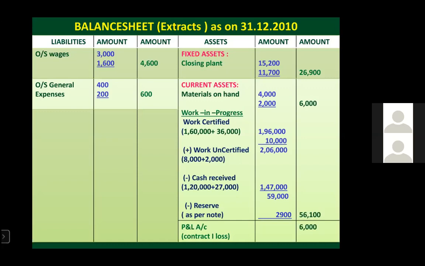So we'll get 1,96,000. Plus work uncertified, 8,000 plus 2,000, so you will get 10,000. So you will get 2,06,000. Then as per the format, minus cash receipt, the cash receipt of both the contracts. If you combine, you will get 1,47,000. So 59,000 is the balance. Then reserve: I already told you only the profit 2,900 will be kept as reserve. So the P&L account loss will show as 6,000. So this is the extract of the balance sheet because we don't have other information to tally the balance sheet.